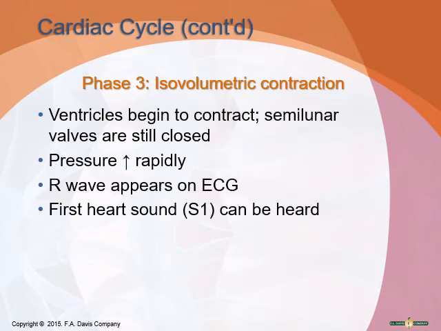Phase 3 is isovolumetric contraction. The ventricles are beginning to contract now, but the semilunar valves have not opened yet. This increases the pressure in the ventricles. The R wave appears on the ECG, and the first heart sound can be heard. And that sound comes from the vibrations of the ventricles contracting and the slamming shut of the atrioventricular valves because of that pressure increase in the ventricles.